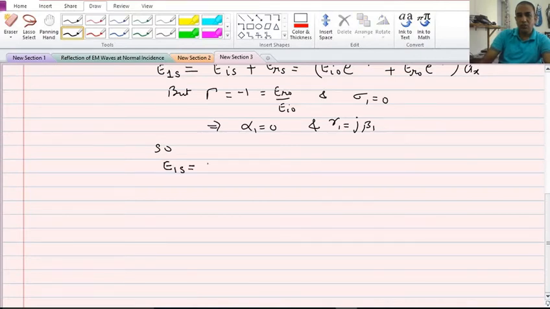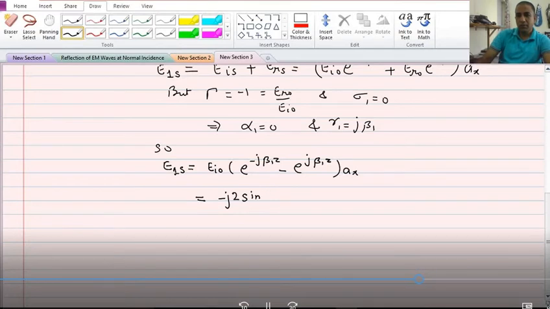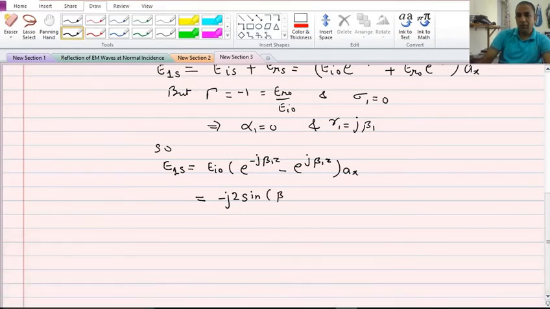So we will have E1s equal to EI naught times e raised to power minus j beta 1z minus e raised to power j beta 1z a x, and this will give rise to the final value, that is minus j2 sine of beta 1z a x with multiplication of EI naught. Okay.